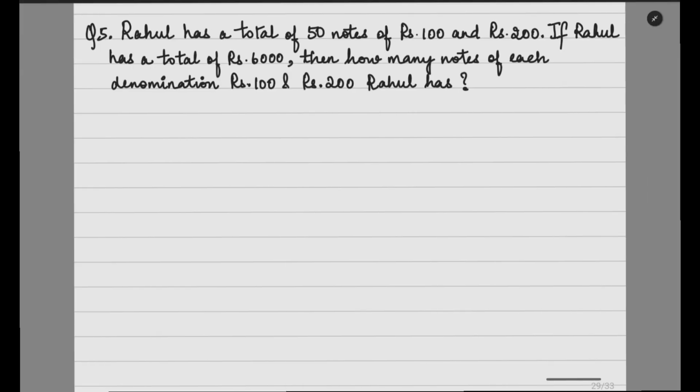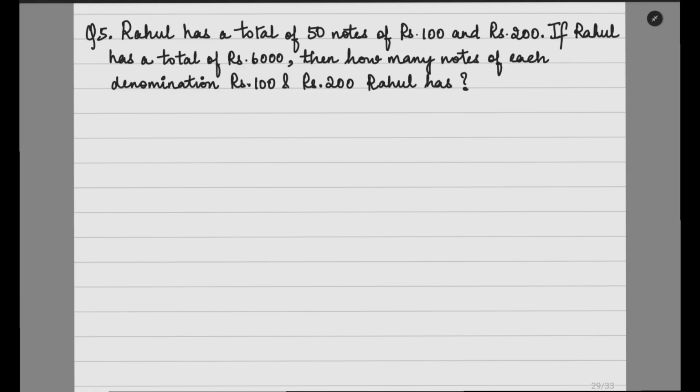Okay, Rahul has a total of 50 notes of rupees 100 and rupees 200. If Rahul has a total of 6,000 rupees, then how many notes of each denomination, rupees 100 and 200, does Rahul have? It's very similar to the previous question. Do try it yourself. Let us continue in the next video. I will be solving this question in the next video. If you are able to try, well and good.